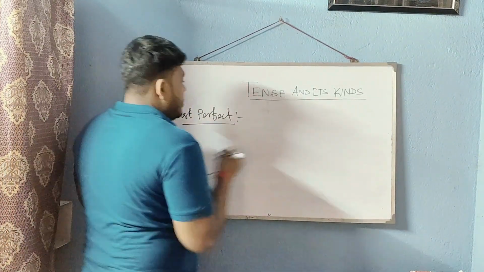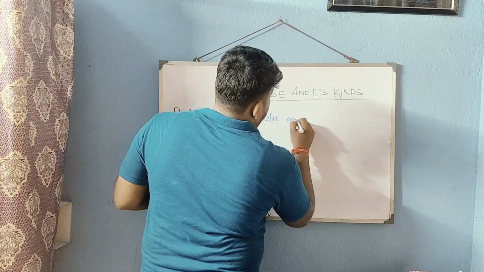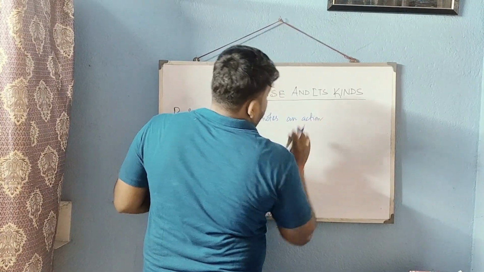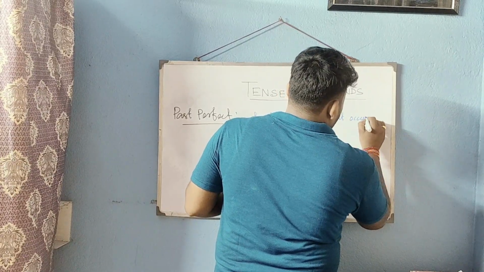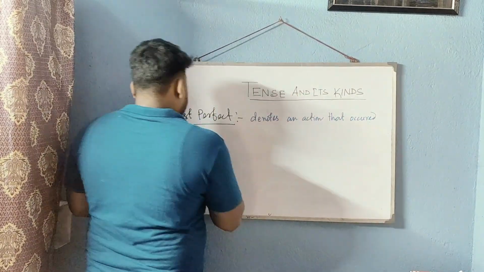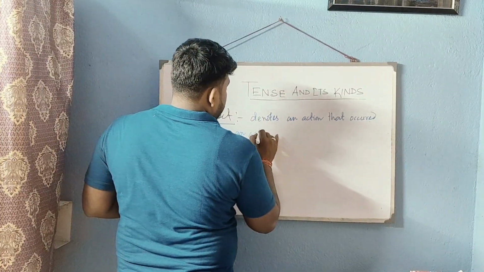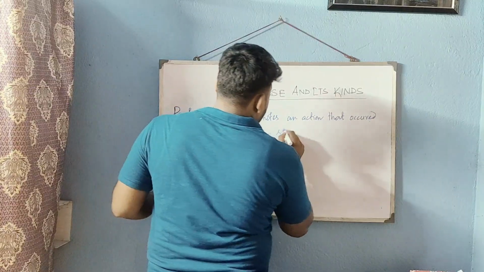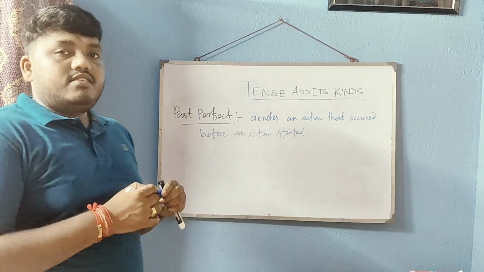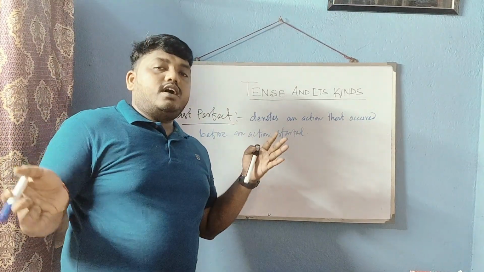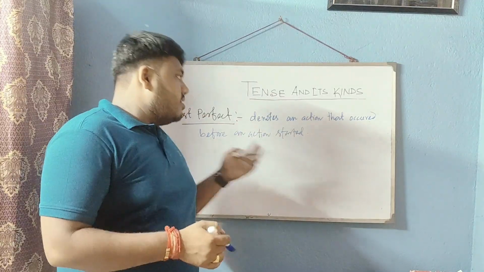Past perfect tense denotes an action that occurred before an action started. So basically in the past tense there are two actions. One that started before the other is used in the past perfect tense and the other in the past simple tense.